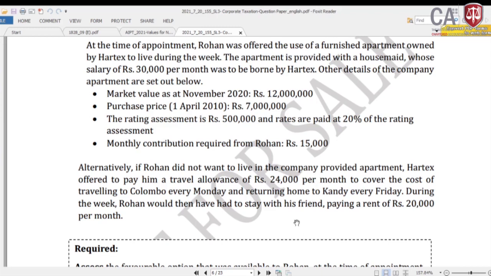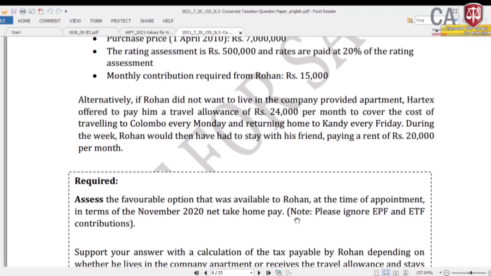These are the information provided. Again, the requirement was to assess the favourable option that was available to Mr. Rohan at the time of appointment. Now see, what is the examiner asking? Does the examiner need us to evaluate this for the entire year of 2021, or from November, December, January, February, March, for that five months period?